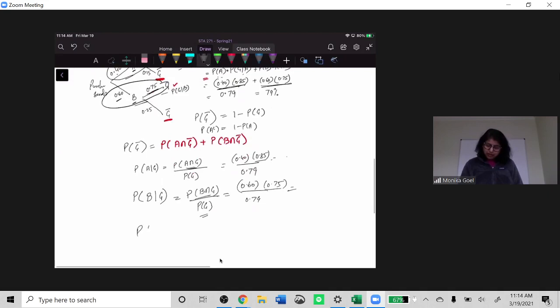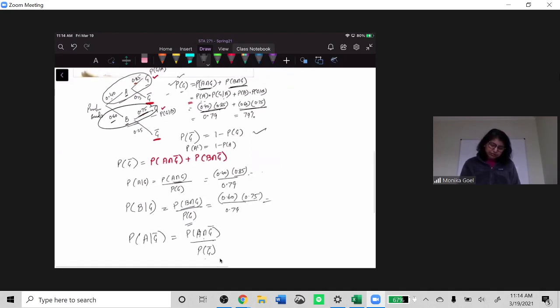Similarly, if the question is asking, given that the seed will not germinate, you can do that part also. And you get this from here. So 100 minus 79. So basically you are talking about probability of non-germination is 21%. So you plug that here. This one, A intersection G complement. If you look, this is this part. And B intersection G complement is this.